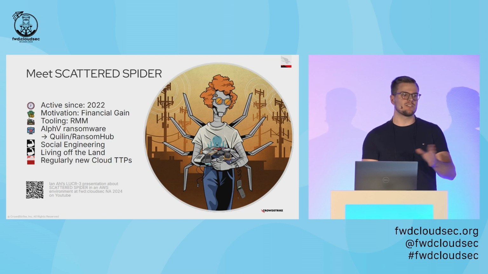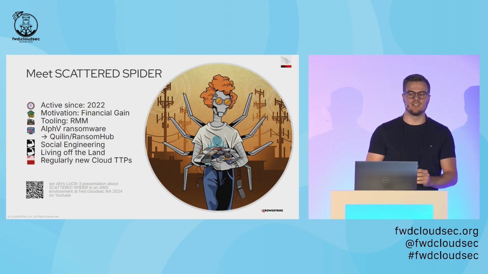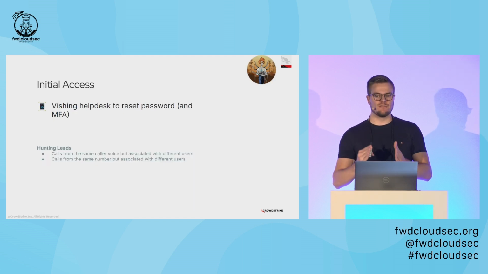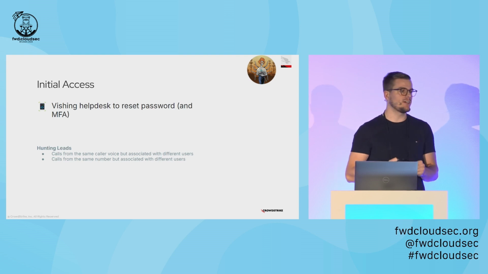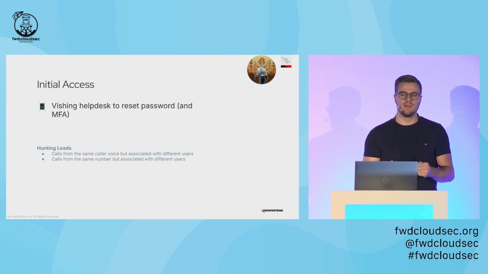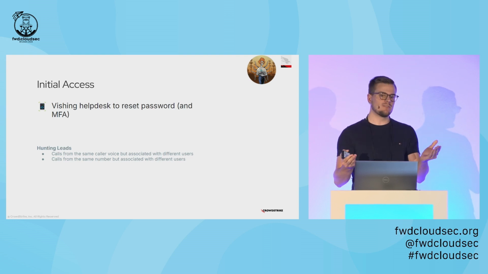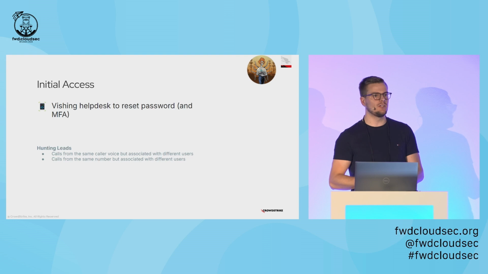But if you want to see how Scattered behaves in AWS, I recommend you go watch his talk on YouTube. Now, our intrusion starts off with Scattered Spider trying to vish, so call the help desk, trying to get them to reset passwords. At times, they would also try to reset MFA at the same time. Sometimes they get lucky. Usually, the help desk will only reset like one authentication factor for them.